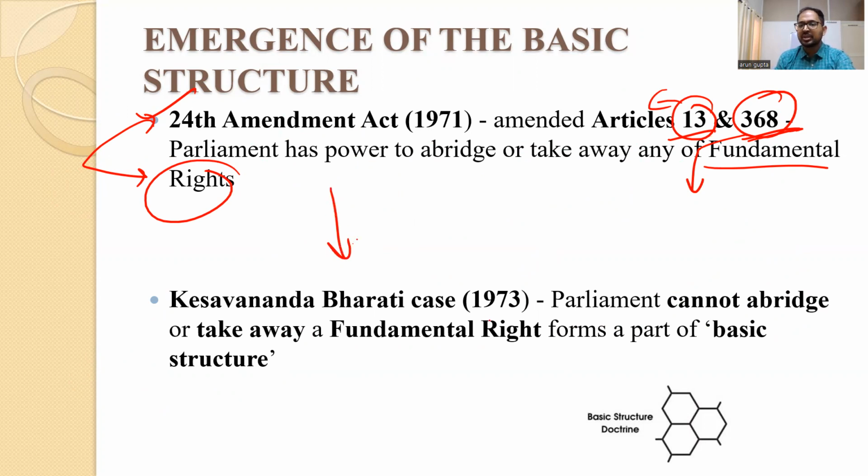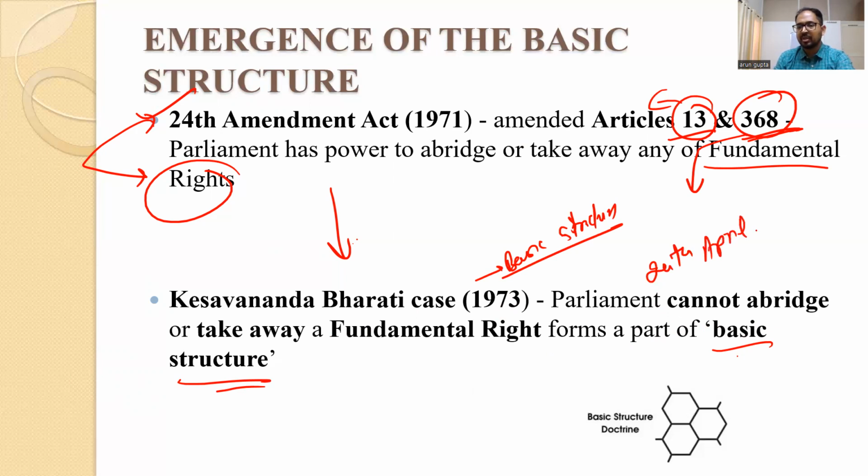This was challenged in the Keshavananda Bharati case, one of the most famous cases of Indian history. In this case, the Supreme Court pronounced that Parliament cannot abridge or take away a fundamental right which forms a part of the basic structure. So from here came the basic structure doctrine. The date of this pronouncement was 24th April 1973. On 24th April 1973, the court pronounced that anything and everything that is part of the basic structure of the Constitution cannot be taken away by the Parliament, whether it is a fundamental right or any other thing.